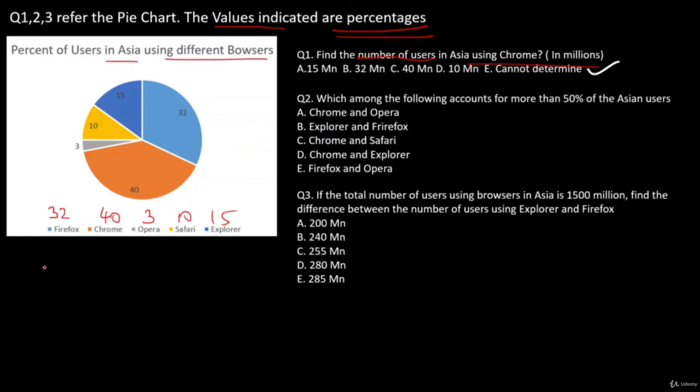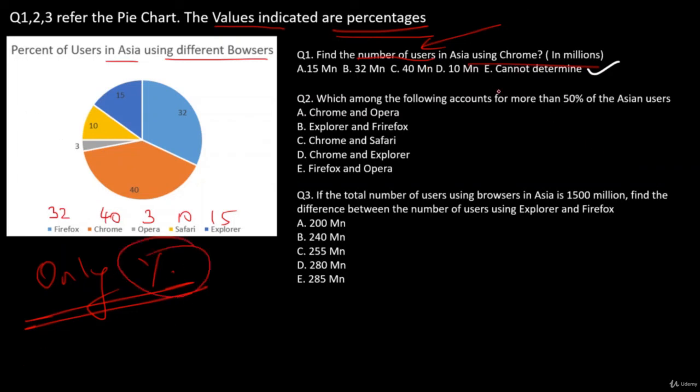Because over here only percentage is given, right? No absolute value is given in the question. So in the question it's asked find the number of users, which is the absolute number of users in Asia, and you cannot find that out just using percentages, right? Therefore the correct answer to this question is option E. All right, let's move to the next question.